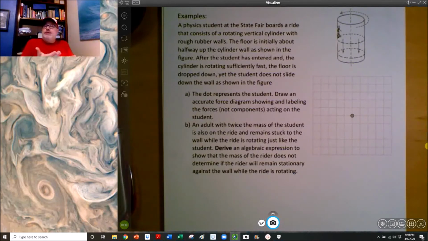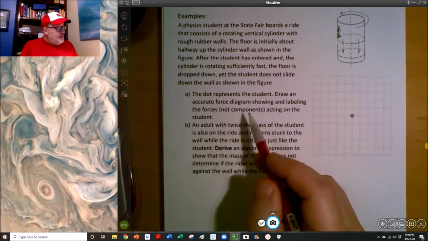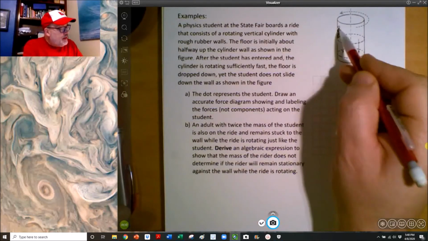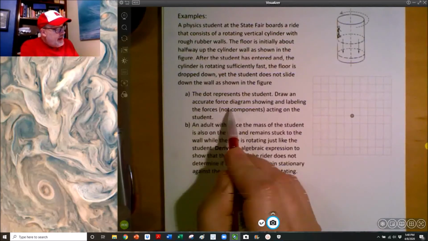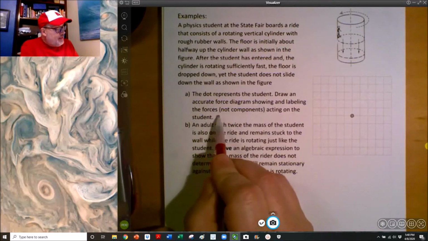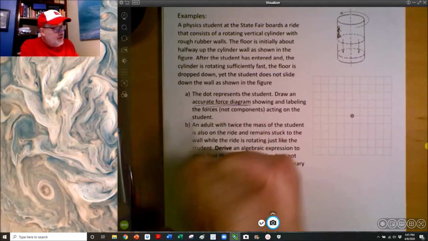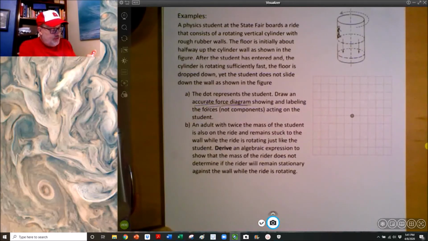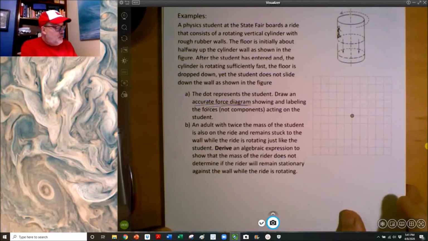The floor is initially there under your feet, and then the floor drops out, but you're stuck to the wall, and you stay there as long as it's spinning. Okay, the dot represents this student right here. Draw an accurate force diagram showing and labeling the forces. Accurate means they want you to draw them to the correct, proportional lengths. So what's that mean?